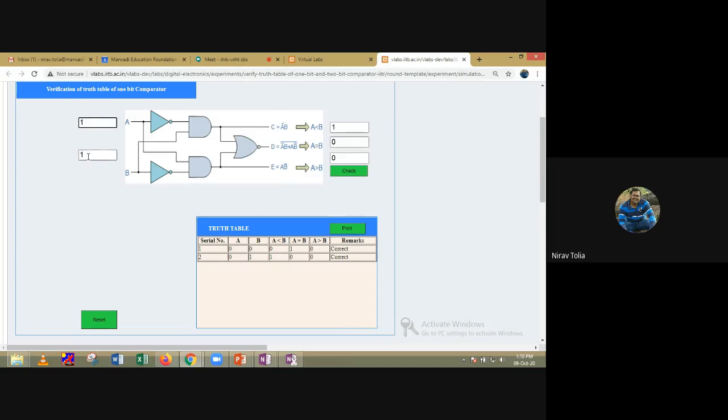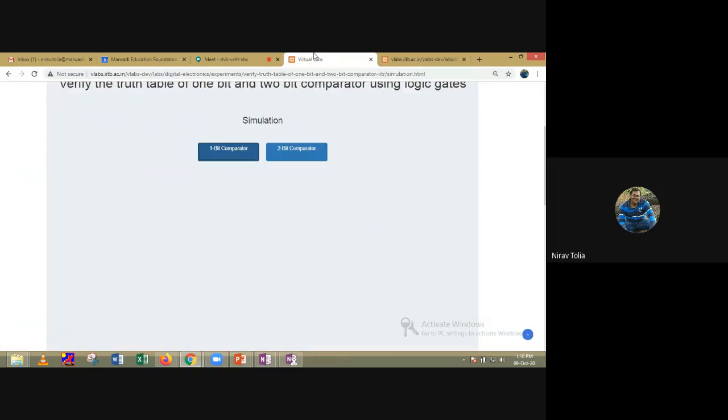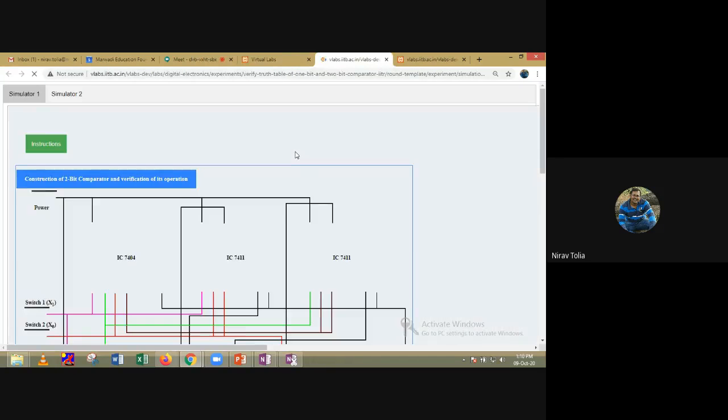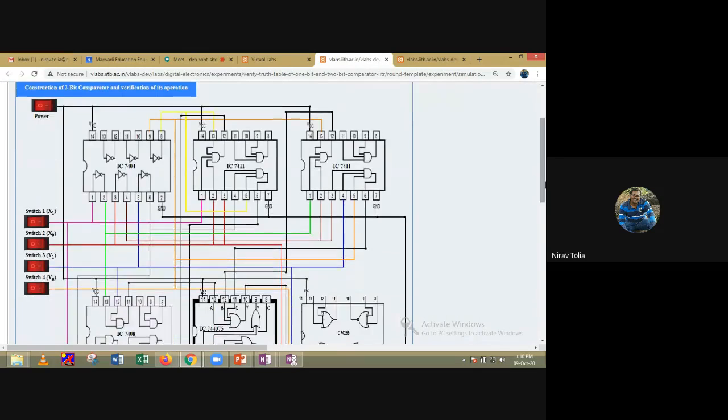Let a is 1, b is 0. So again a is greater than b. So click on that and write down. Again it is the same. And for 1 1, again a equal to b. Click on check. You can see all are correct. So I think all of you are already done. Now let me show you the 2-bit comparator. Can anyone complete the 2-bit comparator?